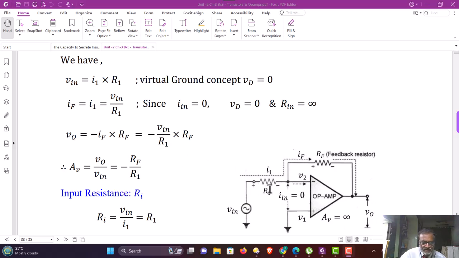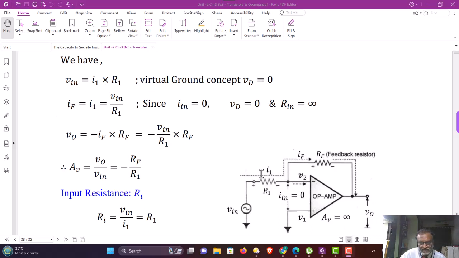So the voltage across R1, VR1, is equal to Vin, that is written here. And this is because of the virtual ground concept. So Vin is equal to I1 into R1. This is Ohm's law: current flowing through the resistance times the resistance value. That is nothing but the input voltage.